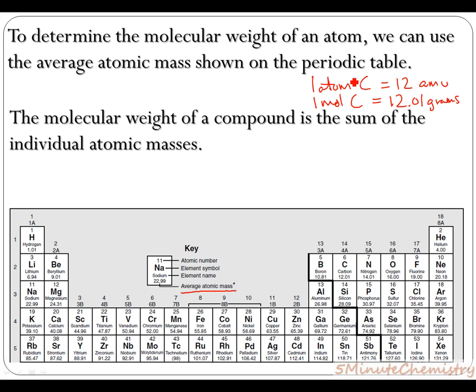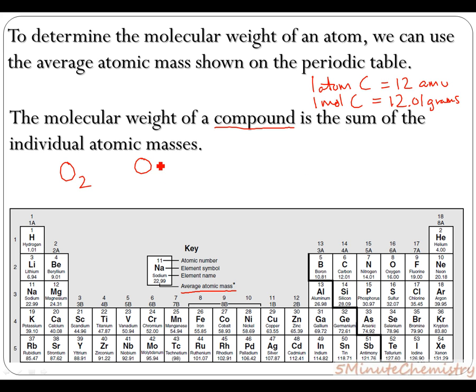Now, a lot of the time we're not dealing with a specific atom though, we're dealing with a compound. And remember, a compound is 2 or more atoms that are bound together. So to find the molar mass or the molecular weight of a compound, you have to take the sum of the individual atomic masses. So an example of that would be you're given the O2 molecule. What you have to understand is it's the sum of the individual masses.